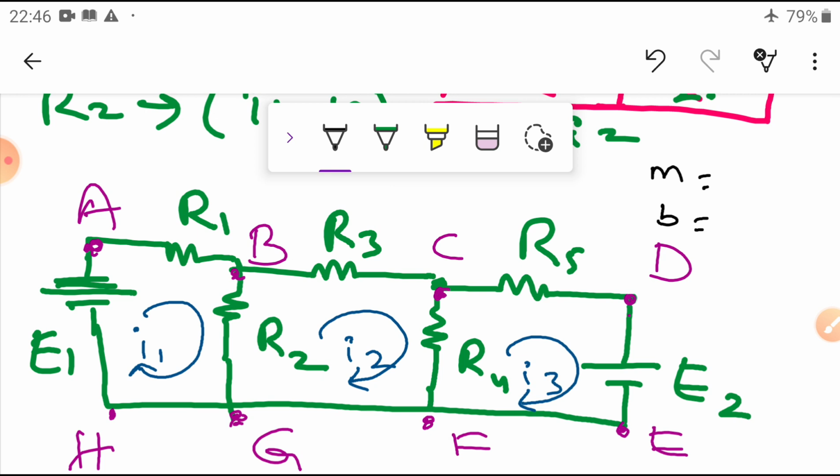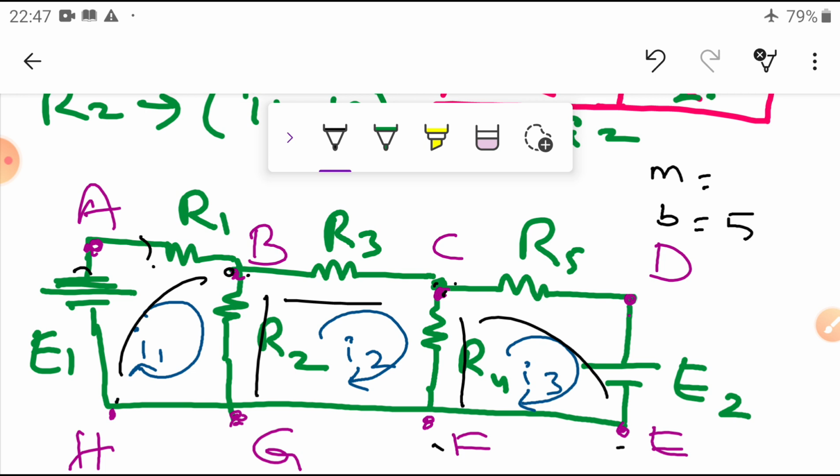Here from H to A to B the same current is flowing, so we can say this is one branch. B to G is another branch, B to C another branch, C to F another branch, and C to E another branch. So we get 1, 2, 3, 4, 5 branches. Now how many nodes? Here the same current is flowing through a node, so B is one node, C is another node. And here this is a common node, there is no resistance between these terminals, so the potential is the same.